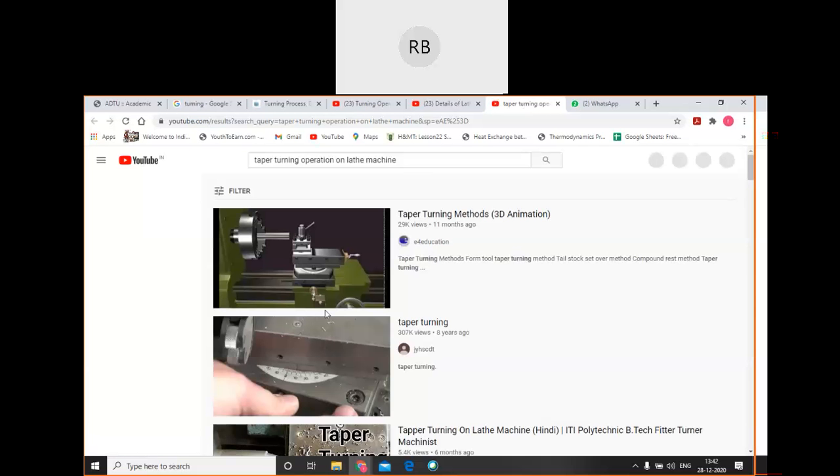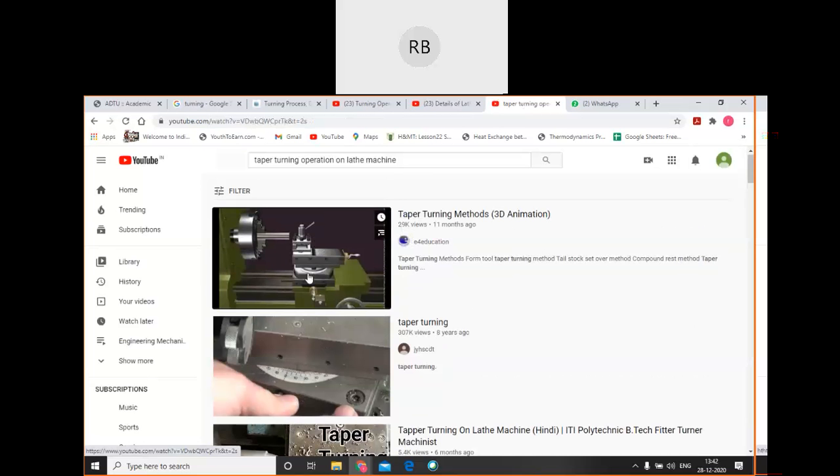Then you can do another type of turning operation also, which is known as taper turning. Suppose you want to make an angle in the turning operation, suppose you need a conical shape in the cylinder, a little bit of conical shape. Then in those scenarios, what you do is taper turning. Let's see how taper turning is done.